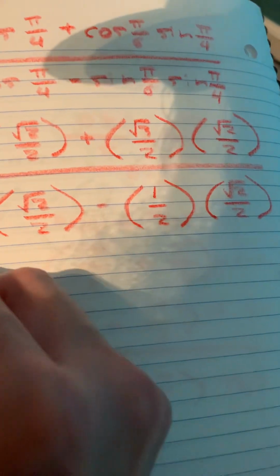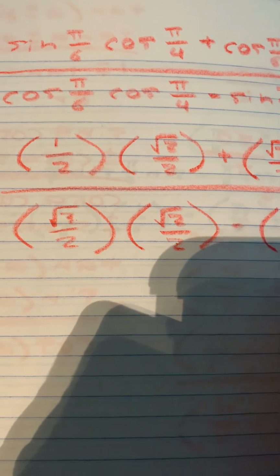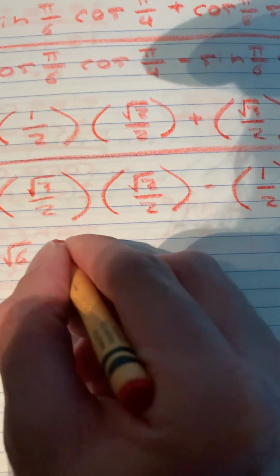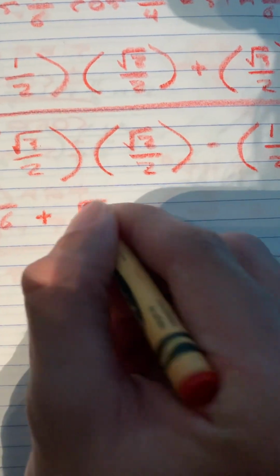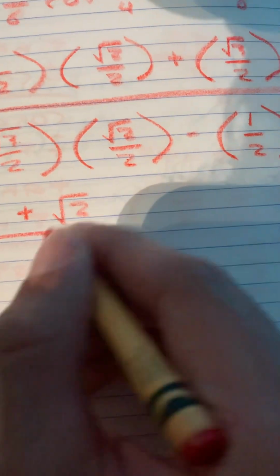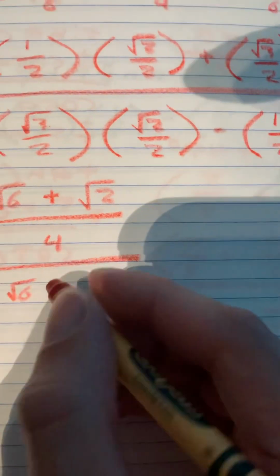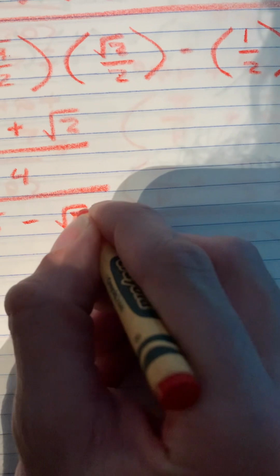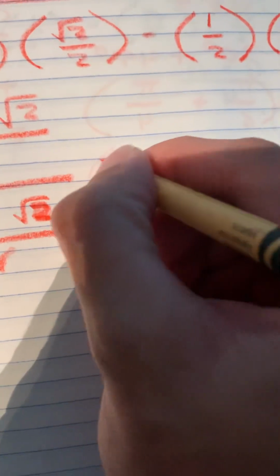And then simplifying, here, you know what, I'm going to put this in order. So the square root of 6 plus the square root of 2 all over 4, all over the square root of 6 minus the square root of 2. Oh, sorry, that should be the square root of 2 all over 4. And guess what? These 4's cancel out.